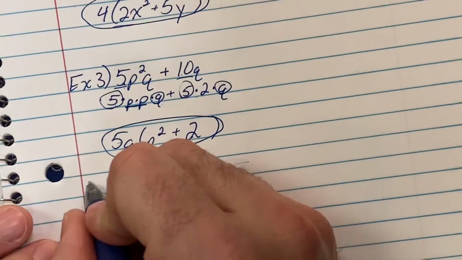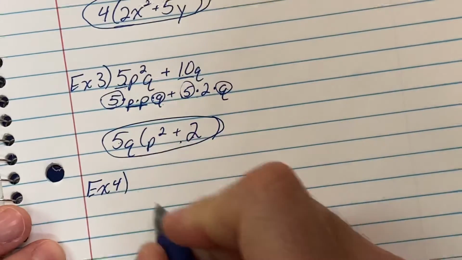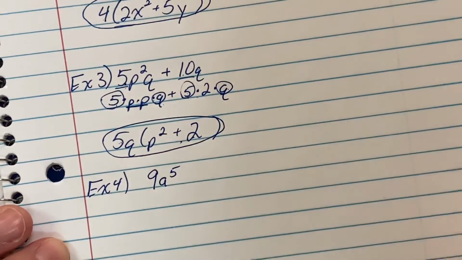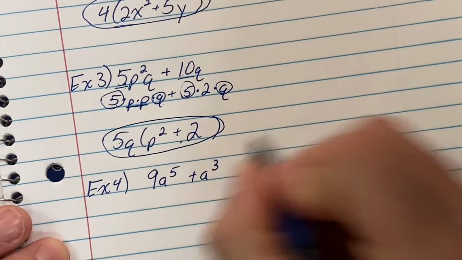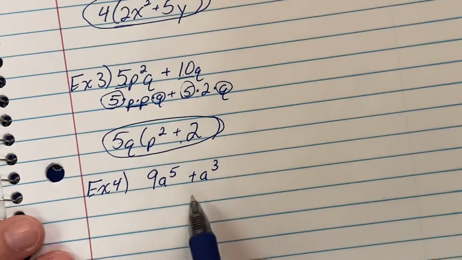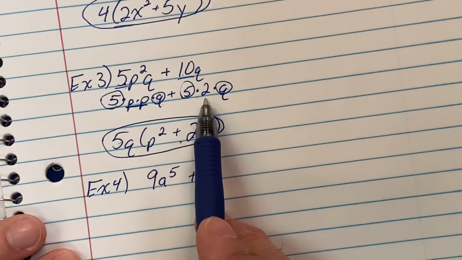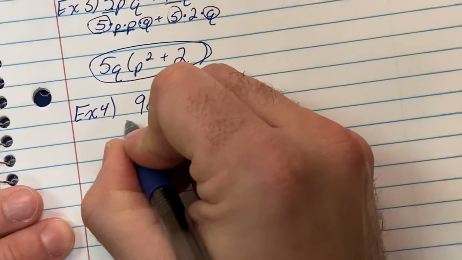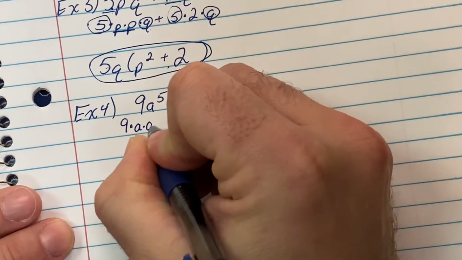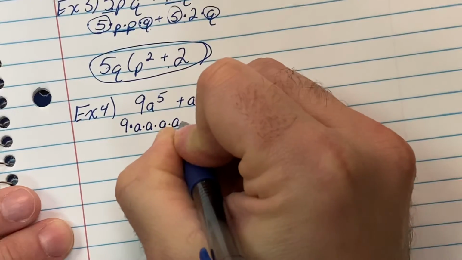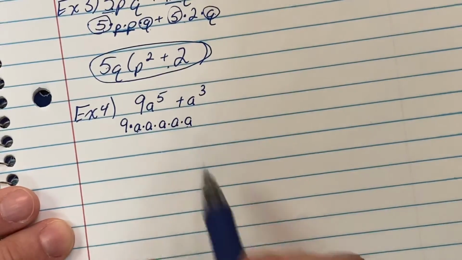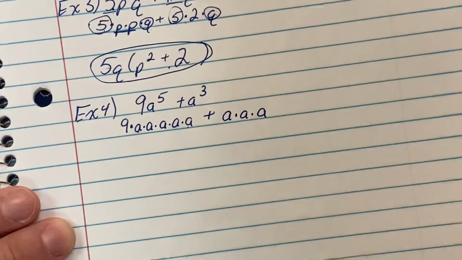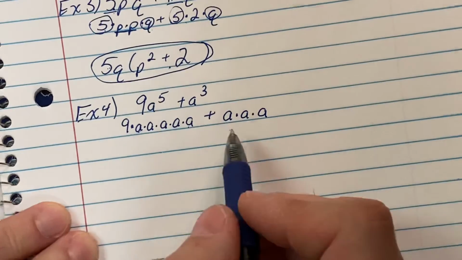All right. And last example, example 4, we're going to say 9a to the 5th plus a cubed. And here's where expanding it out completely, like in the last example, kind of helps when you get these larger exponents. So let's expand this bad boy out. 9 times a times a times a times a times a, because right, it's 5 times, plus a times a times a.